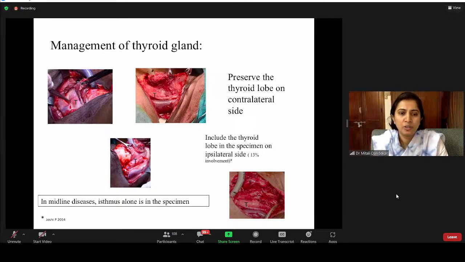We then move on to management of the thyroid gland. Preserve the thyroid lobe on the contralateral side. One must include the thyroid lobe in the specimen on the ipsilateral side. While in cases where there is midline disease, the isthmus is considered in the specimen and bilateral thyroid lobes can be preserved.